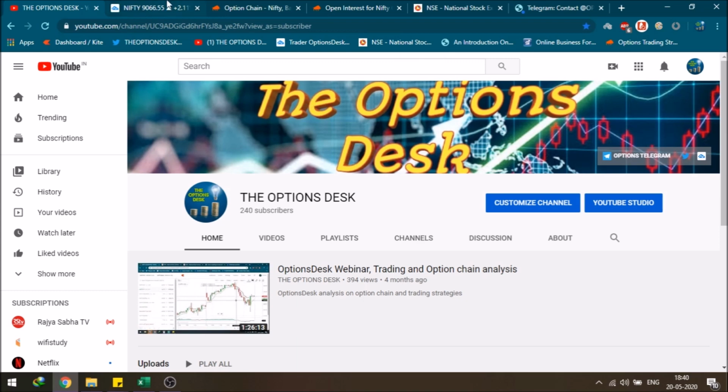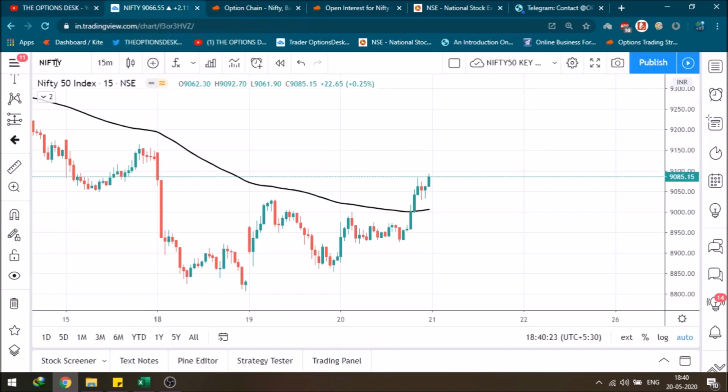So now let's begin. As you can see, this is the 15-minute chart of Nifty 50. The Nifty 50 gave a good move after it broke above the 100 EMA. This is the black line, the 100 EMA on the 15-minute chart, and the support stayed at 9,000. So for tomorrow, let's mark the support and resistance levels that Nifty 50 can face. Very good support stayed at the 9,000 levels.